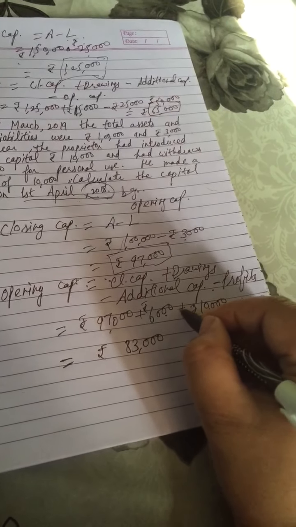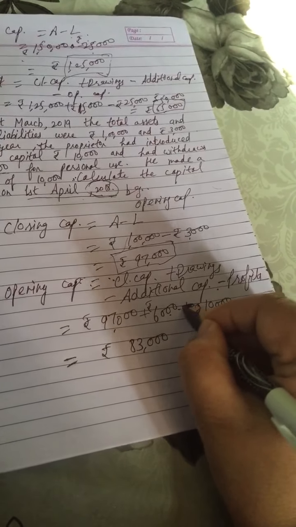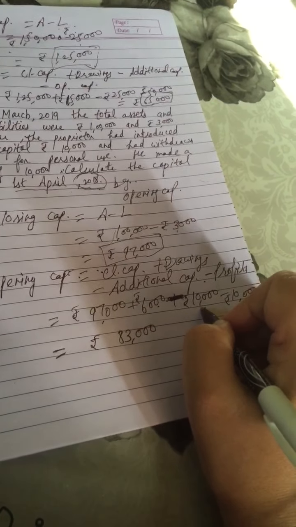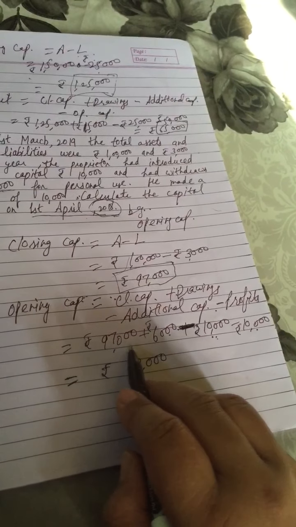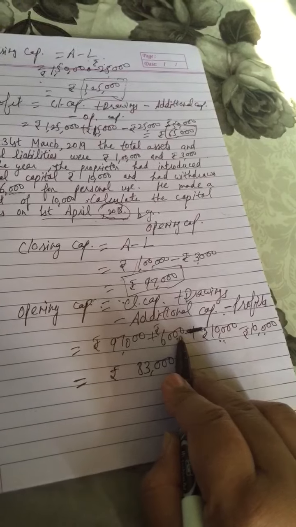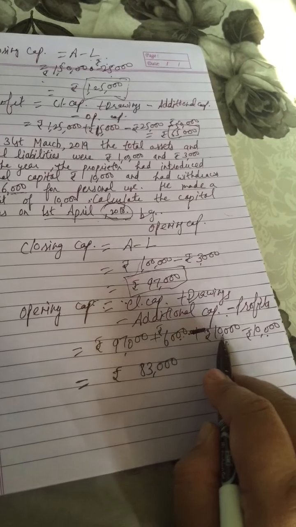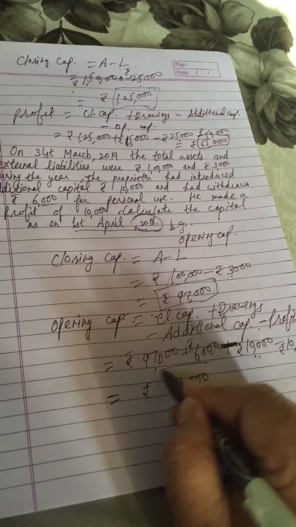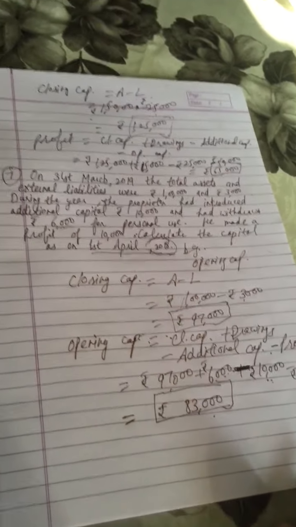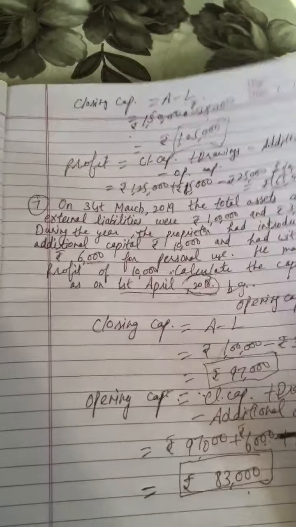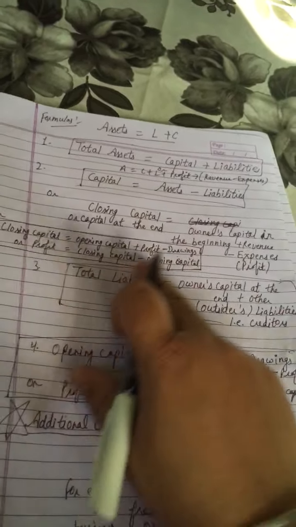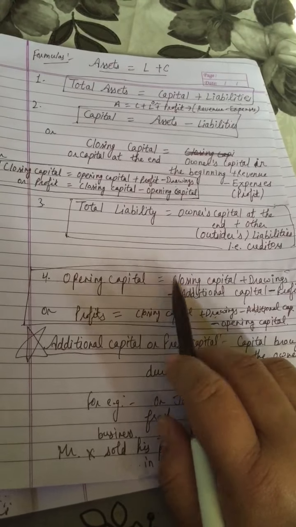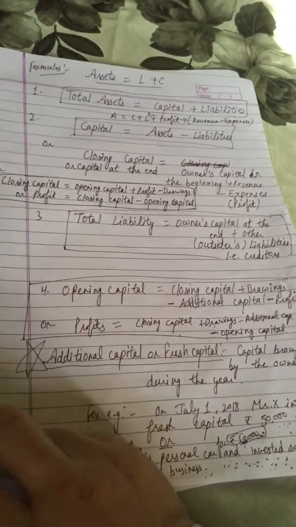Sorry, I have made a mistake. Additional capital will be subtracted. We have to subtract the additional capital he had brought, that is 97,000 plus 6,000, that is 1,03,000, minus 20,000, that is rupees 83,000, opening capital of the business. So I hope you will understand, and now with the help of these formulas you have to write these formulas in your notebooks. Okay, first before starting the practical questions.